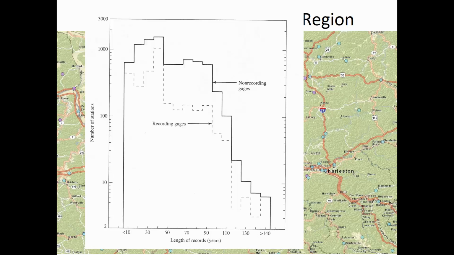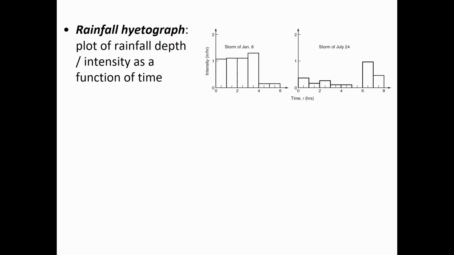One thing that's a bit sad is that because of government cutbacks, they're starting to close a lot of weather stations that used to be open. And so that number is actually going down. The number of weather stations in the United States is getting smaller every year. And the same is true of stream gauges as well.